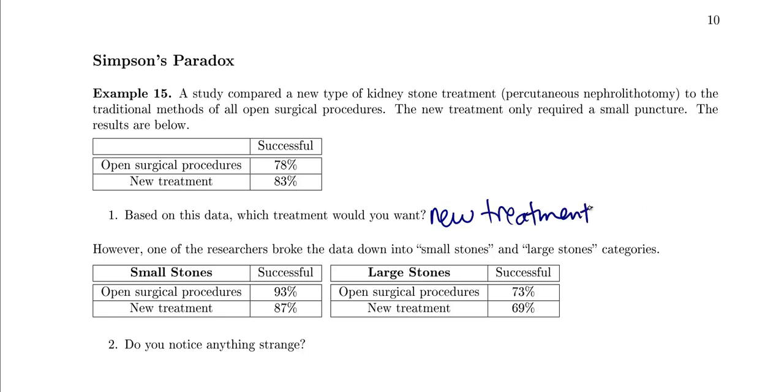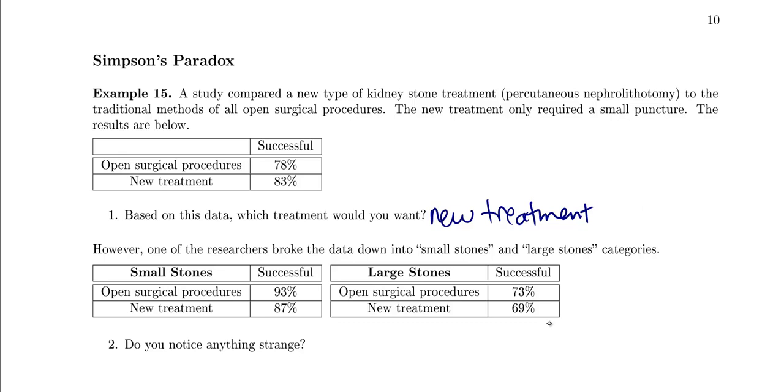However, one of the researchers then examined the data a little bit closer, and he broke down the data into the small stones and the large stones categories. So of the small stones, the open surgical procedures were successful 93% of the time, and the new treatment was successful 87% of the time. For the large stones, the open surgical procedures were successful 73% of the time, and the new treatment was only successful 69% of the time.